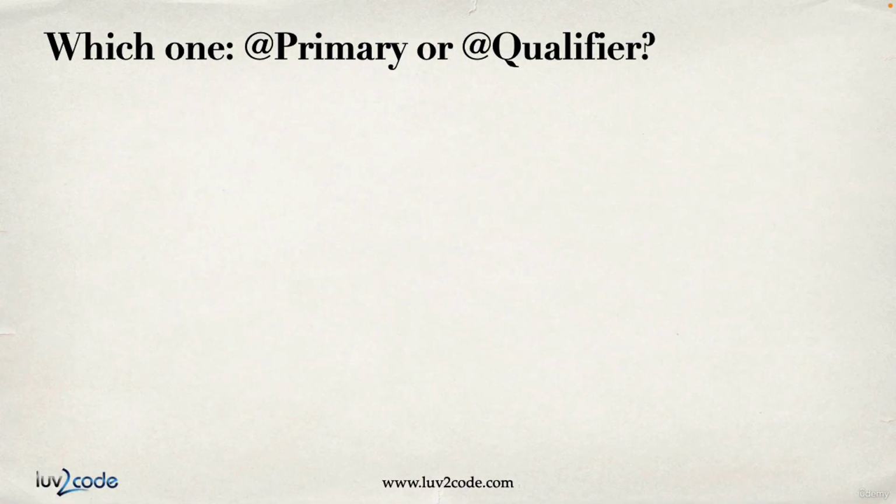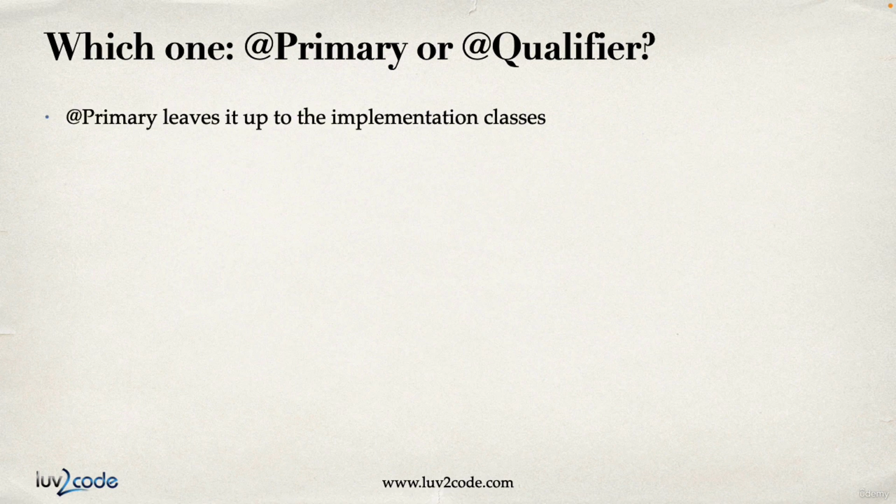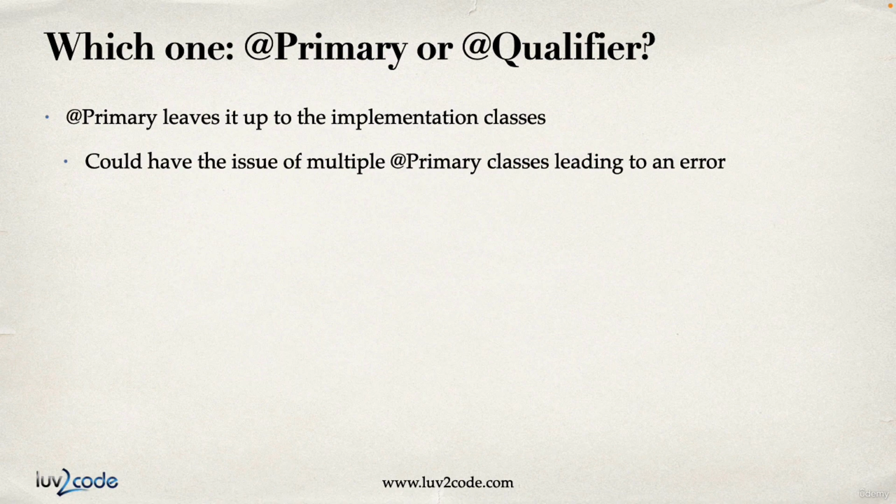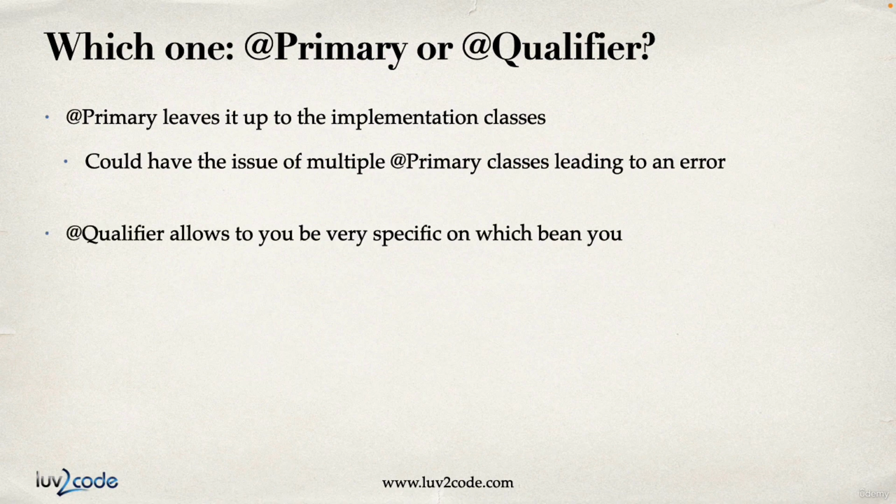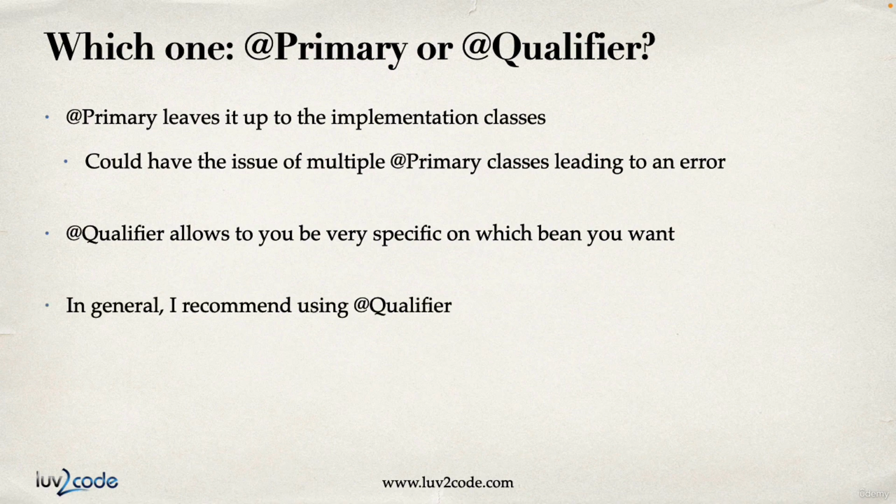And so you may wonder, well, which one should I use? Should I use primary or should I use qualifier? Well, primary leaves it up to the implementation classes. You could have issues of multiple primary classes leading to an error. Qualifier allows you to be very specific on which one you want. And so in general, I recommend using qualifier. The reasoning is that it's more specific and it also has a higher priority compared to primary annotation.